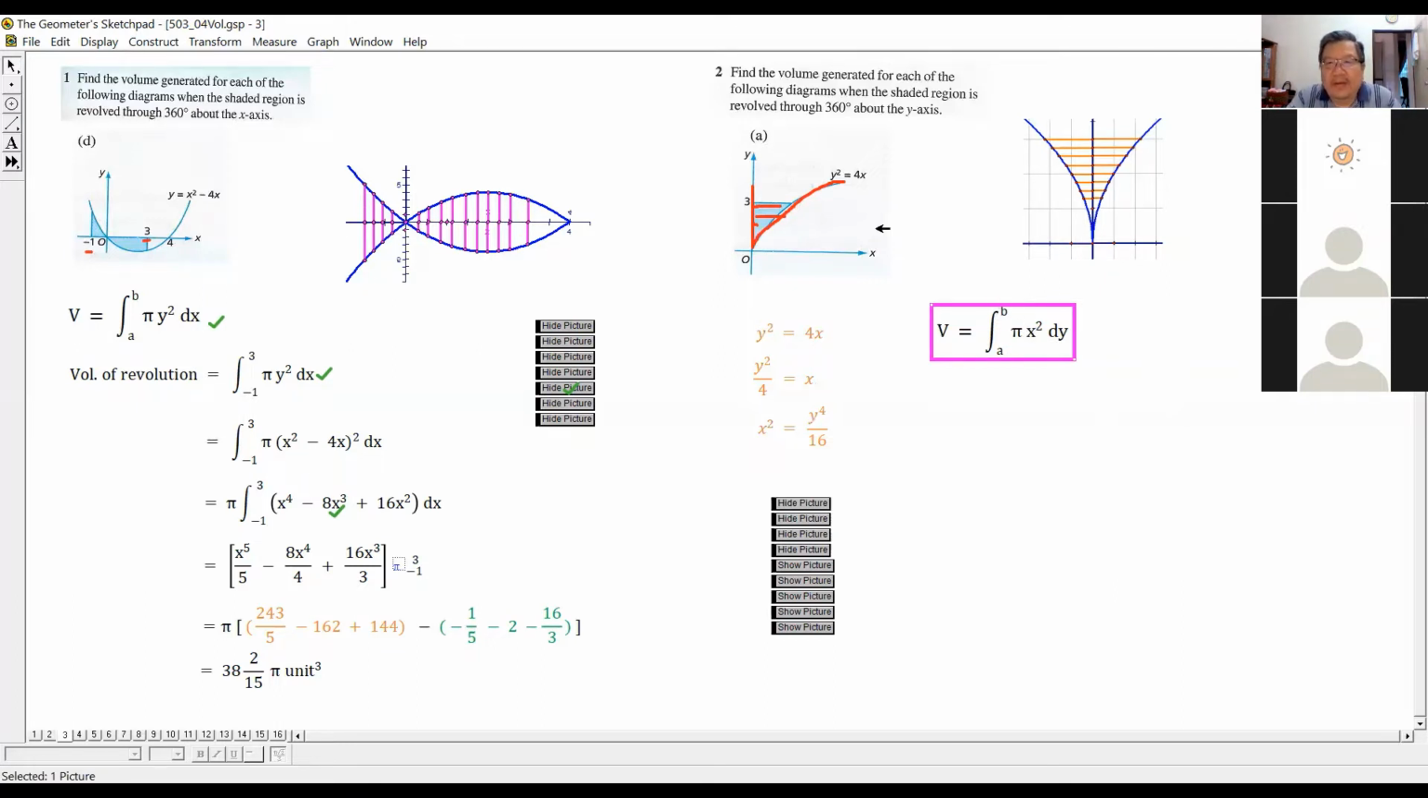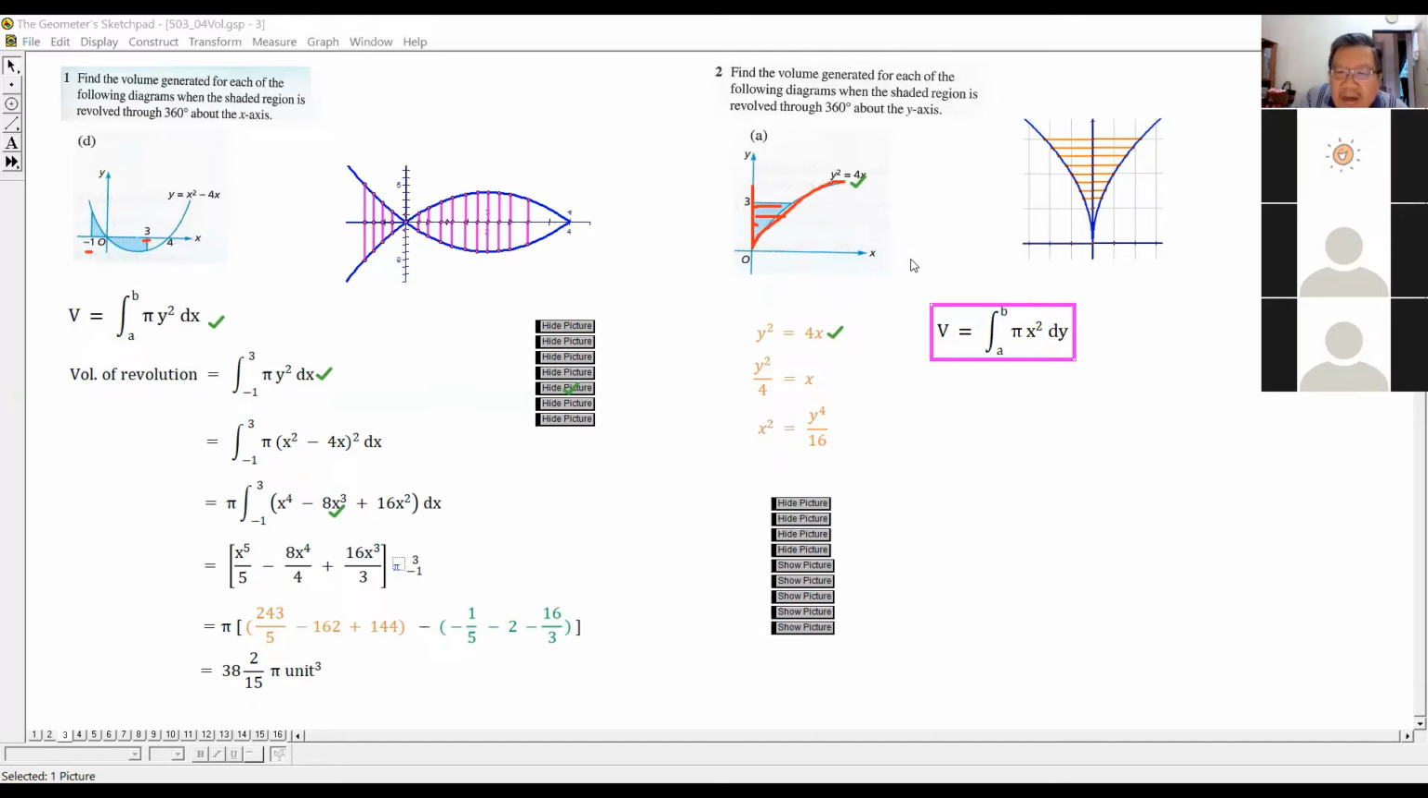Now, the problem is this one, pi x squared dy. You have to find out what x squared is first. So how do we find x squared? We have this equation, y squared equals 4x. So you copy the equation here, y squared equals 4x.